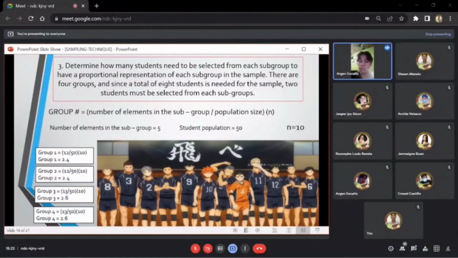To wrap it up, 2.4 of group 1 and 2.4 of group 2 plus 2.6 of group 3 and 2.6 of group 4, we have 10. We have 10 students who are representing Team Japan.